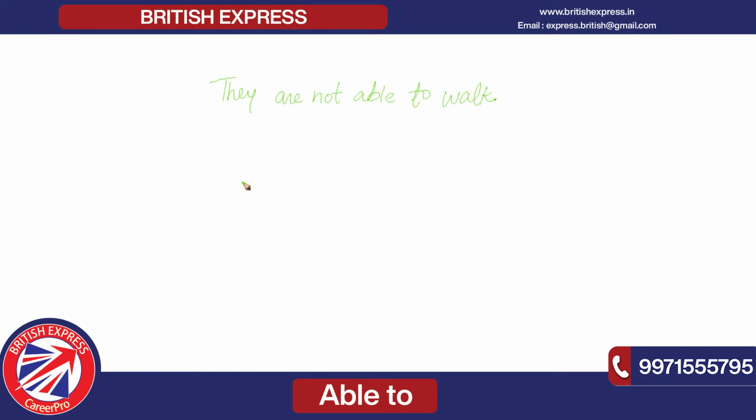Let's talk about interrogative sentences here. Here, if I want to ask questions related to someone's ability, and I want to ask whether they are able to do something or not, then we have to use the helping verb first, then the subject, then "able to", then the first form of the verb, and then the object. At the end we have to put a question mark.